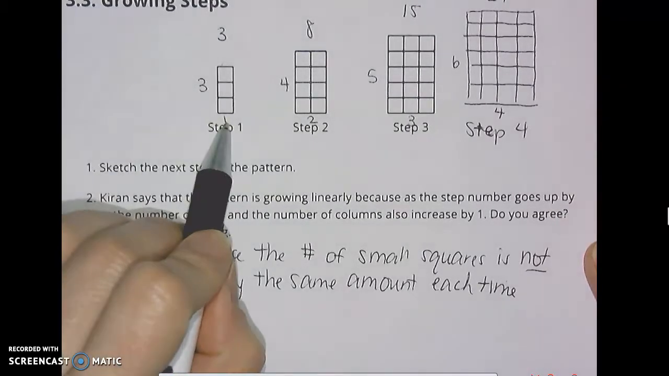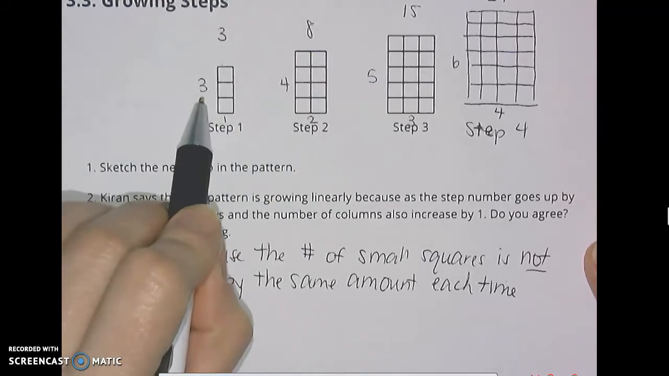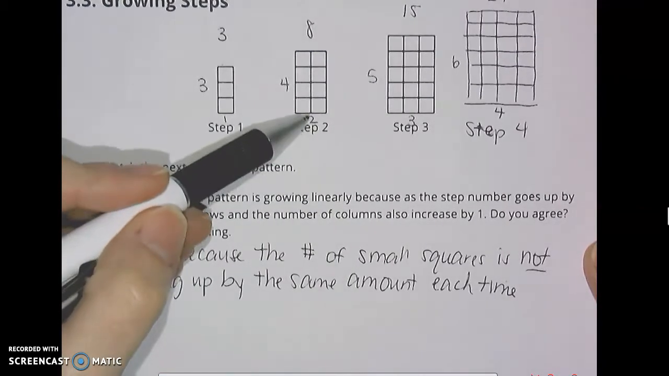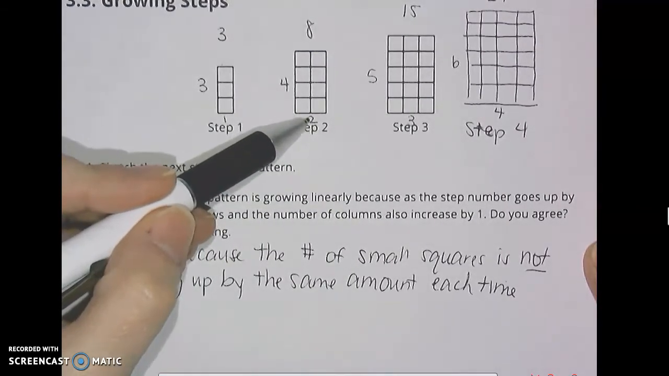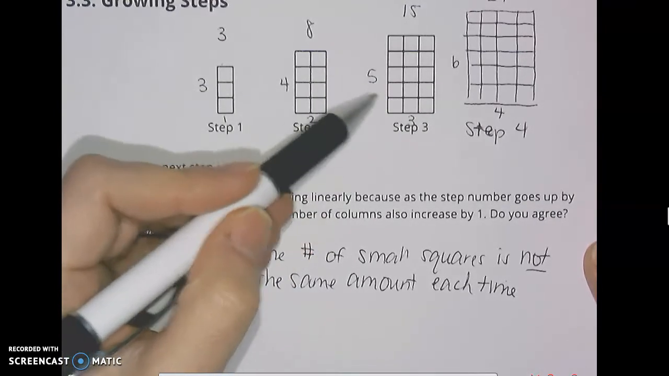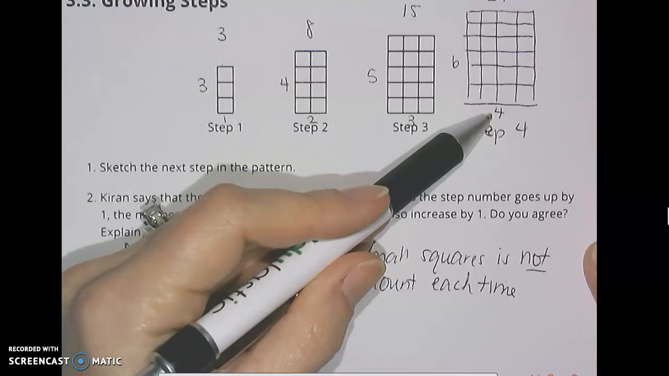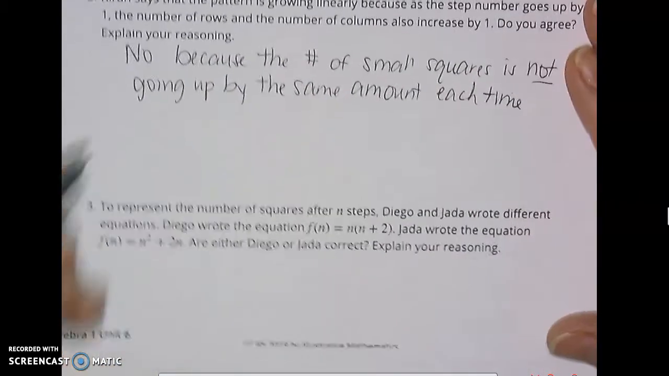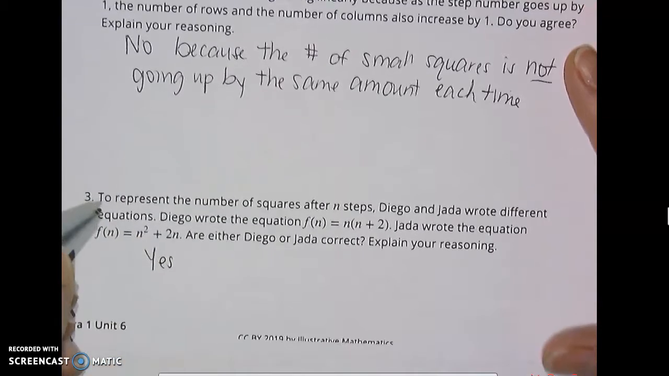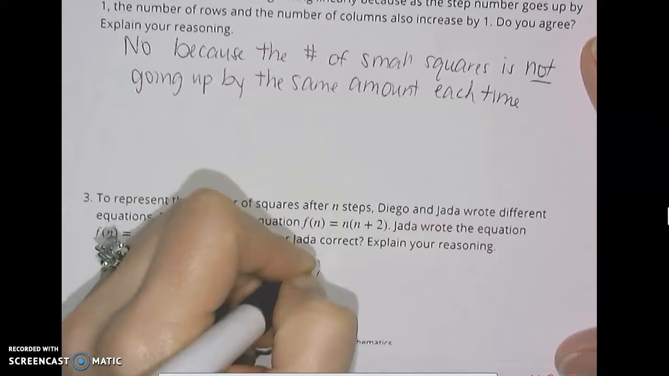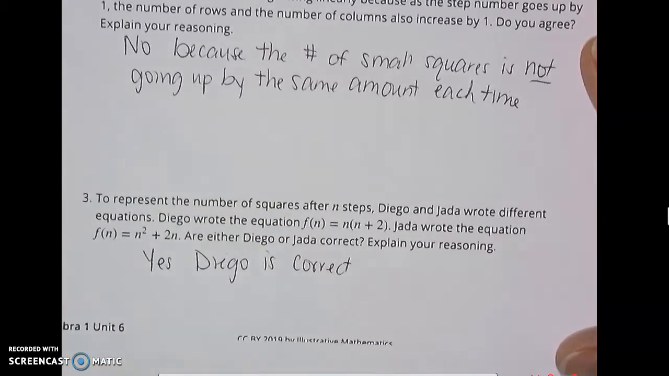So here we have a 1 by 3. Well, 3 is the same thing as taking 1 and adding 2 to it. So it works for the first one. Does it work for the next one? We have 2 times 2 plus 2, which is 4. 3 times 3 plus 2, which is 5. 4 times 4 plus 2, which is 6. So yes, Diego is correct.